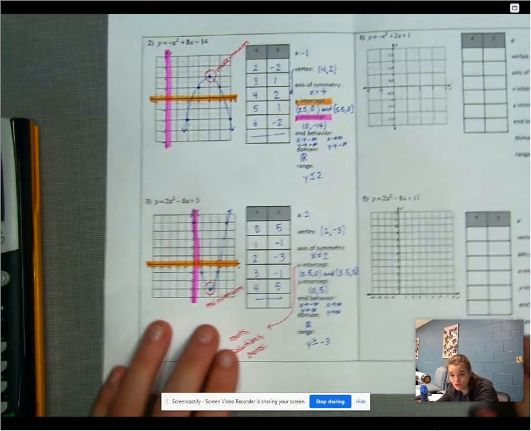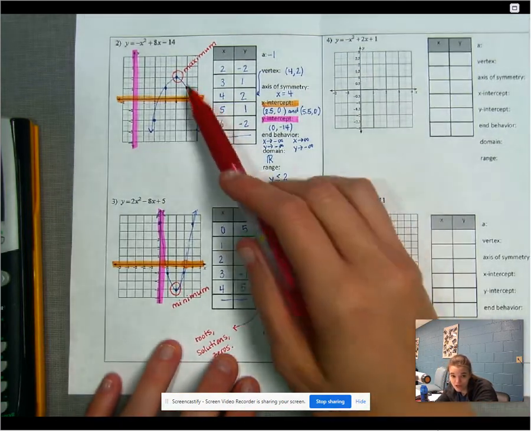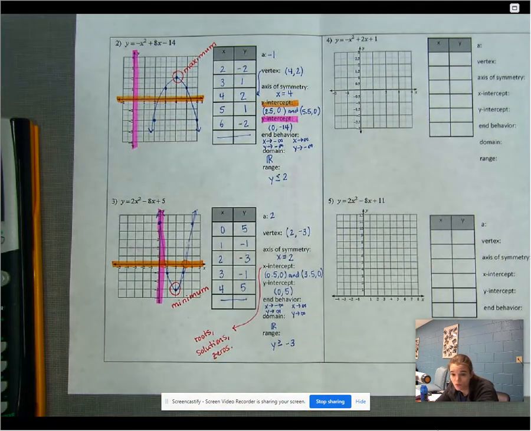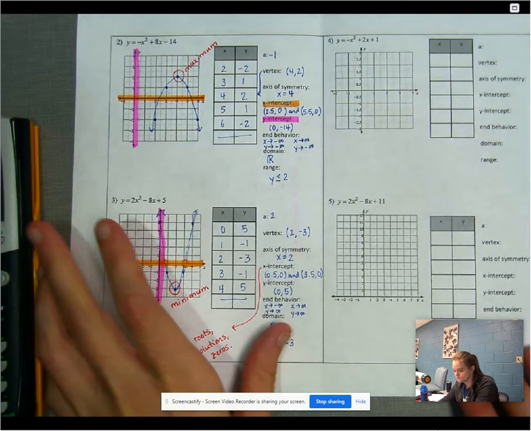Alright, if you haven't paused the video and done 4 and 5, do that. And also name if it's a maximum or minimum for me. You're pausing the video and trying that real quick. Alright, 4 and 5.